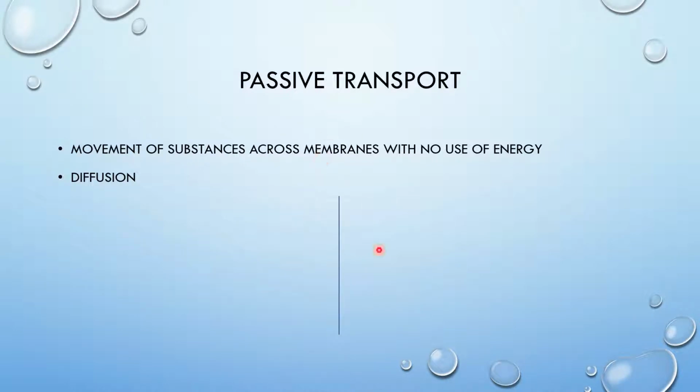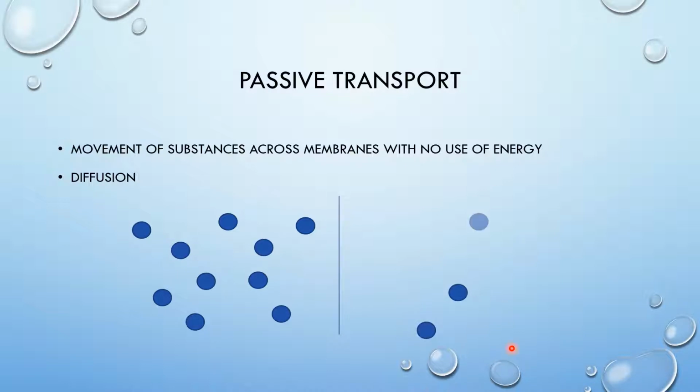Let's say that this line is the cell membrane. Obviously it would continue like that. This side is the inside of the cell, and this side is outside of the cell. So there are materials on the outside of the cell and on the inside of the cell. As you can see, there are 10 particles outside of the cell and only 6 on the inside of the cell.